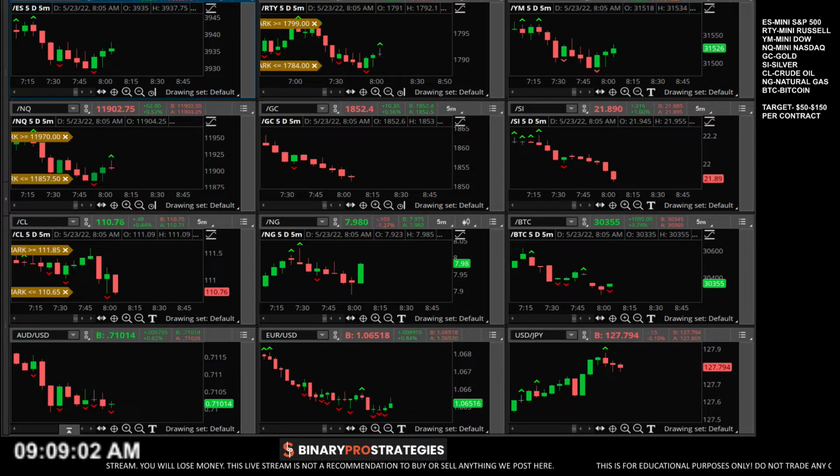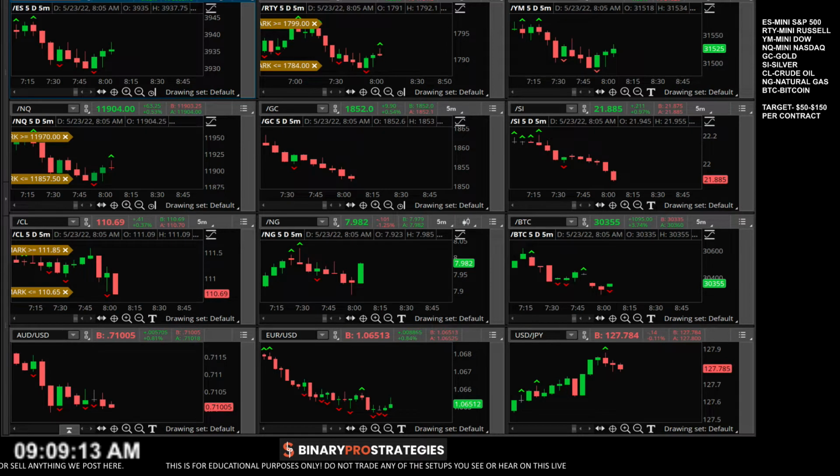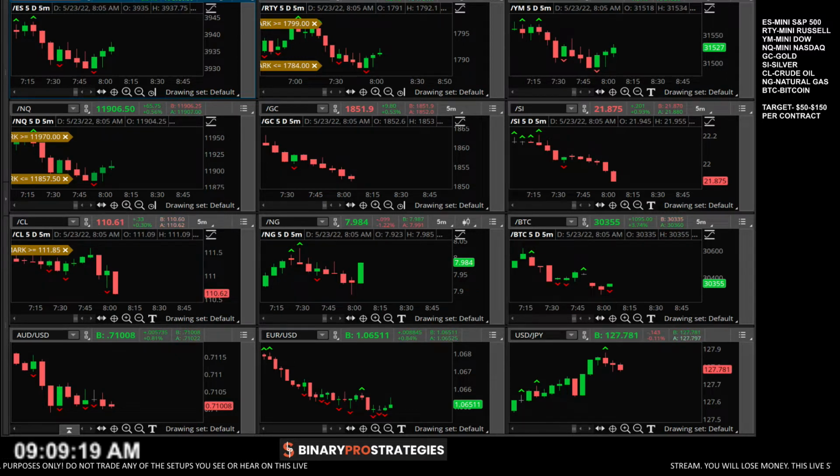All right, so let's see. Mini NASDAQ is still short, which is the NQ. Long RTY, which is your mini Russell. And crude is still short with a target of 110.65, approaching target. Silver also went short. Silver's a slow mover. Profit target hit. Crude oil just hit target, out of crude.